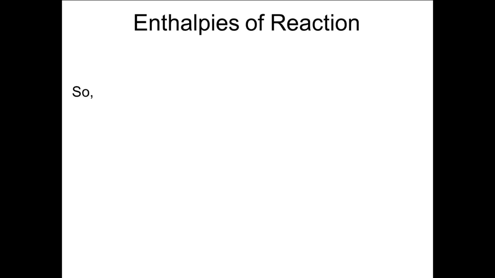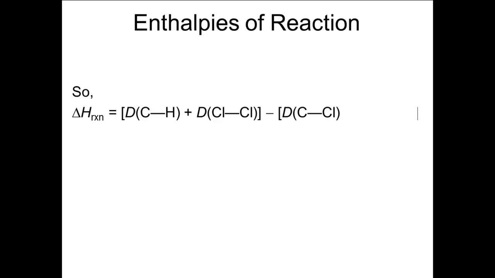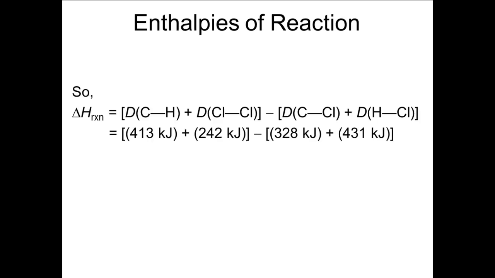So the enthalpy of the reaction is the bond energy of the carbon-hydrogen bond plus the bond energy of the chlorine-chlorine bond minus the sum of the bond energy of the carbon-chlorine bond and the bond energy of the hydrogen-chlorine bond. Substituting the numbers we find in the table, we get 413 kilojoules plus 242 kilojoules minus the sum of 328 kilojoules plus 431 kilojoules, which reduces to minus 104 kilojoules.